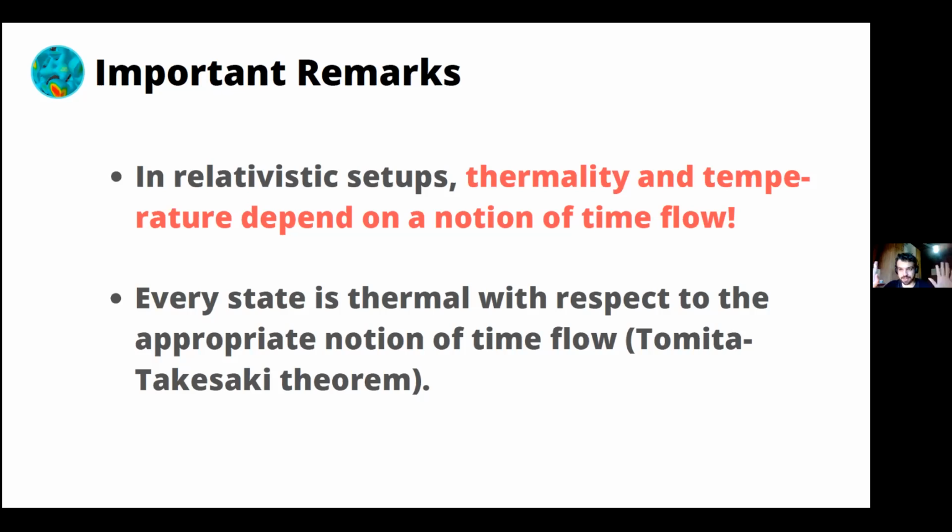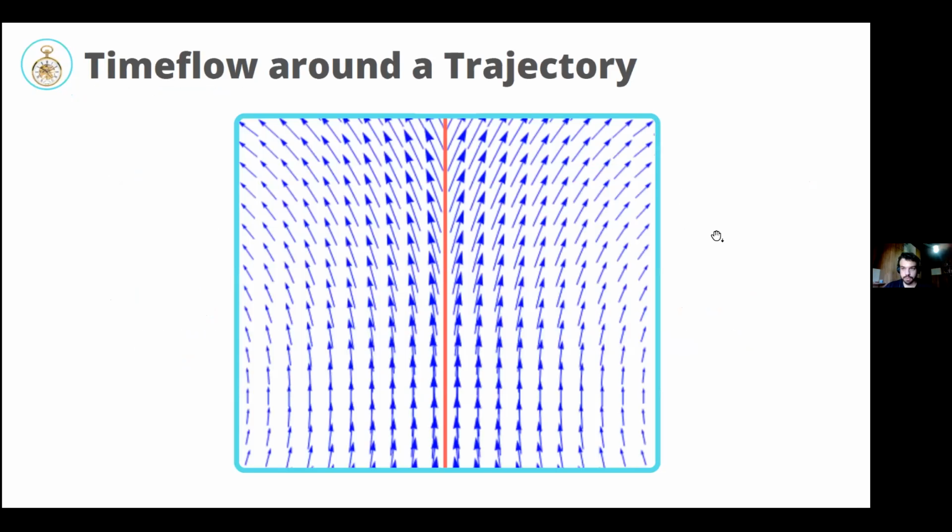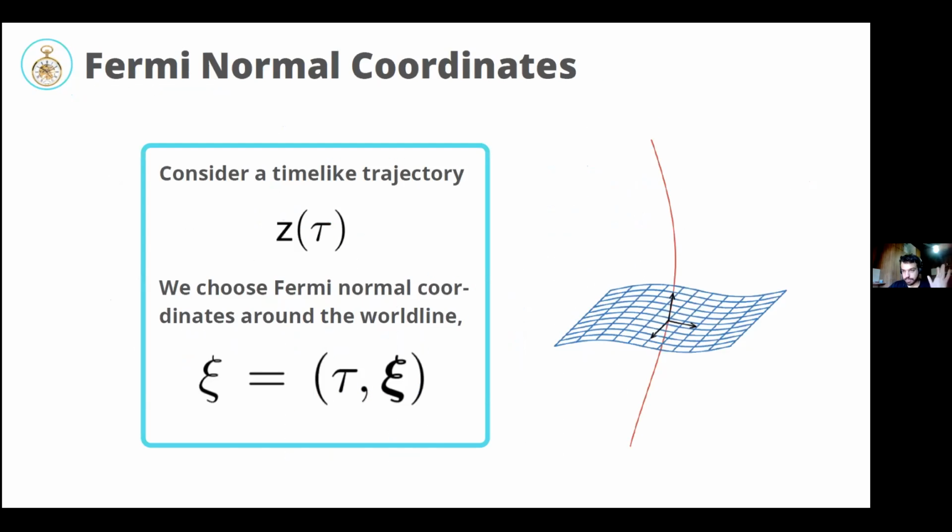Okay. So we talked about Gibbs states. We talked about the KMS condition in QFT. Next step then will be to talk about the time flow around the trajectory. We're going to use this to relate to detectors and all this. And the idea is to use Fermi-normal coordinates as usual. If you've ever seen any talk that I've ever given in my life, I probably talked about Fermi-normal coordinates. The idea is that given a time-like curve in a space-time, then you can always locally define these Fermi-normal coordinates around it. At a given instant of the proper time of the curve, you get the tangent vector to the curve.